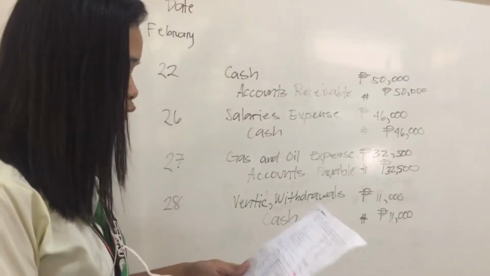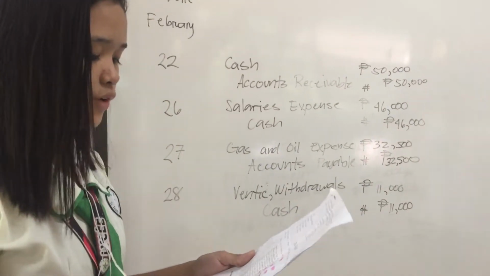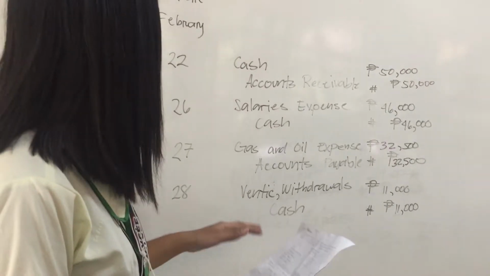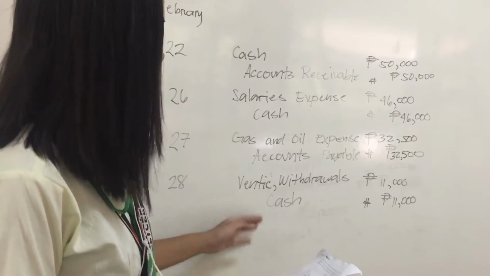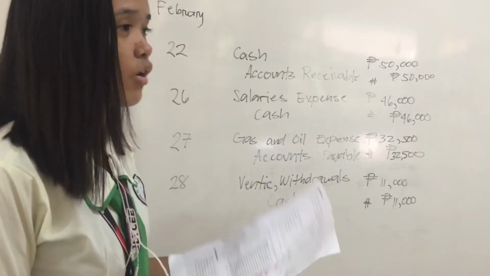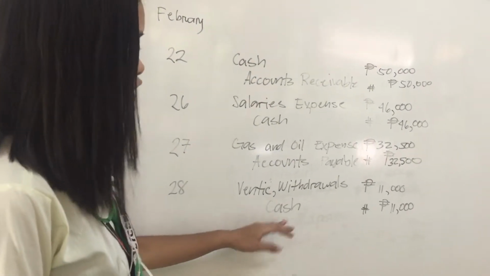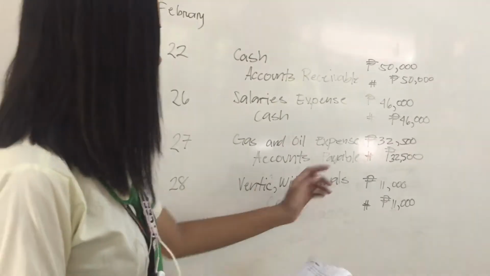On February 28, made a cash withdrawal of 11,500. So your debit is venture withdrawals of 11,500, and since ning decrease imong cash, imong credit kay cash of 11,500. And end your transaction.